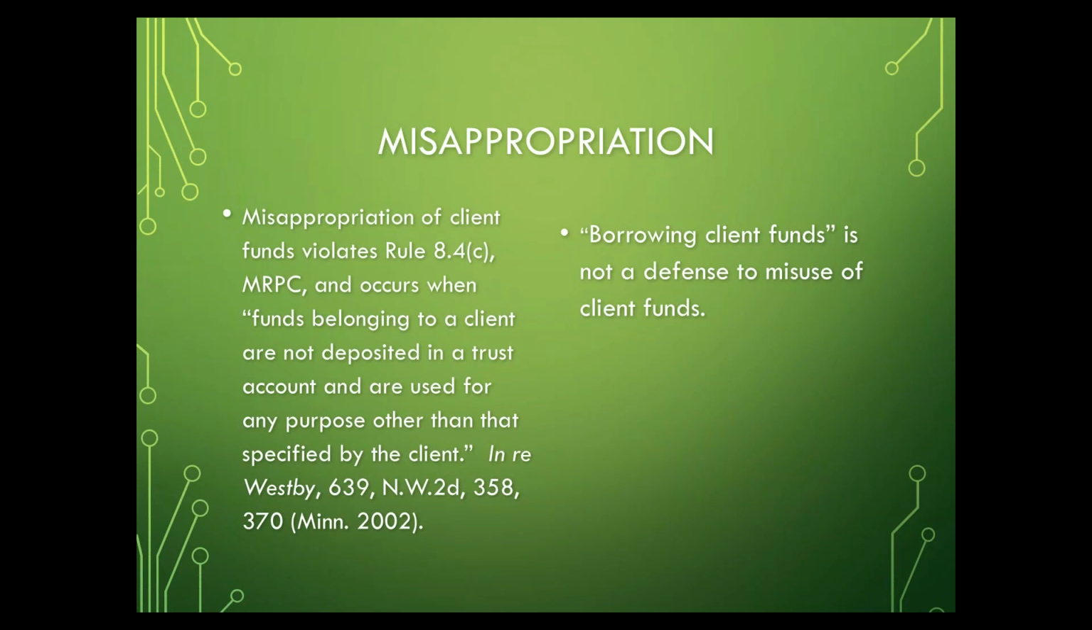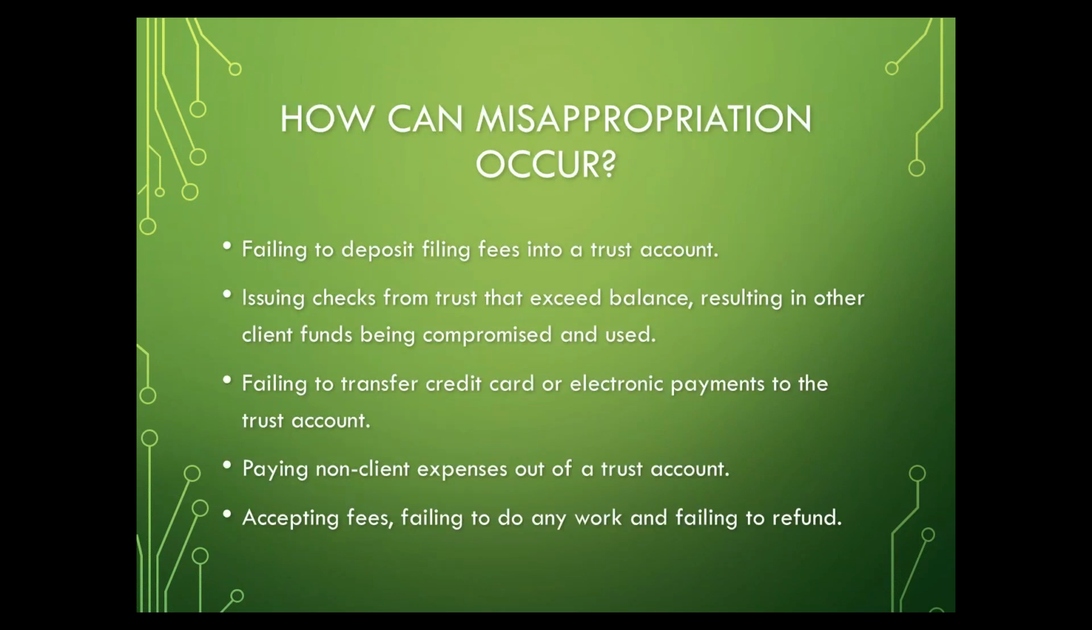If you want to say that you are borrowing client funds, that's not going to cut it either. You don't get to borrow client funds. That's misappropriation as well. What are some other ways that misappropriation can occur? Issuing checks from your trust account that exceed the trust account balance. So that's some of the examples we talked about, getting to that negative trust account balance when you're not doing your reconciliations. When you're failing to transfer your credit card payments over to the trust account, that can be misappropriation.